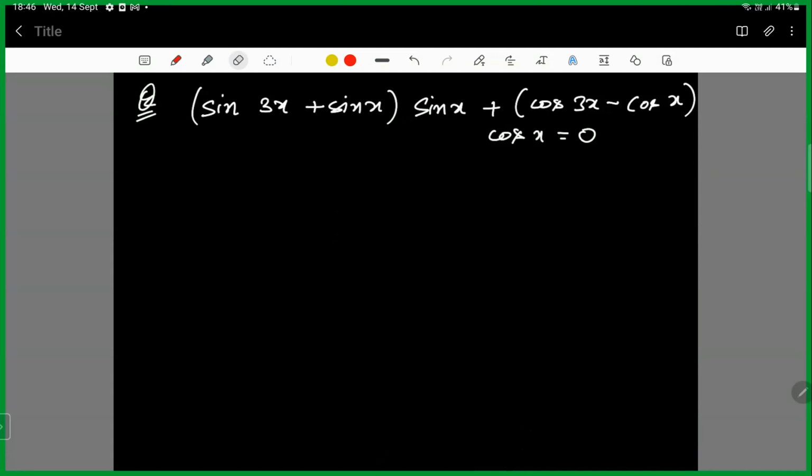Now tell me what will be the product. Now I wrote the answer, literally. I mean, figuratively. Sin 3x plus sin x into sin x.